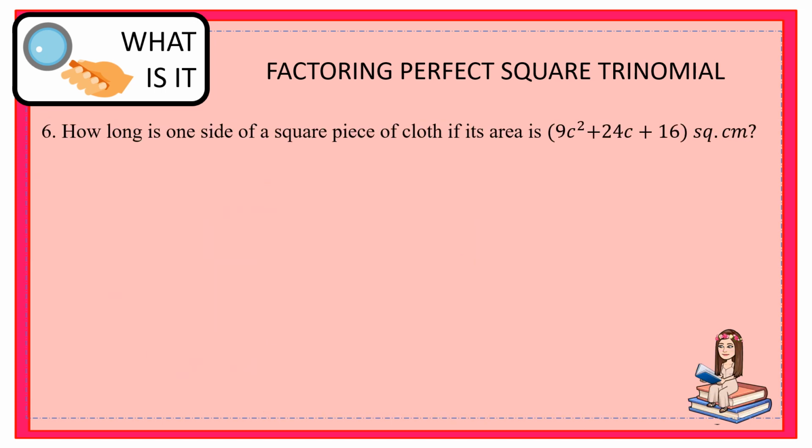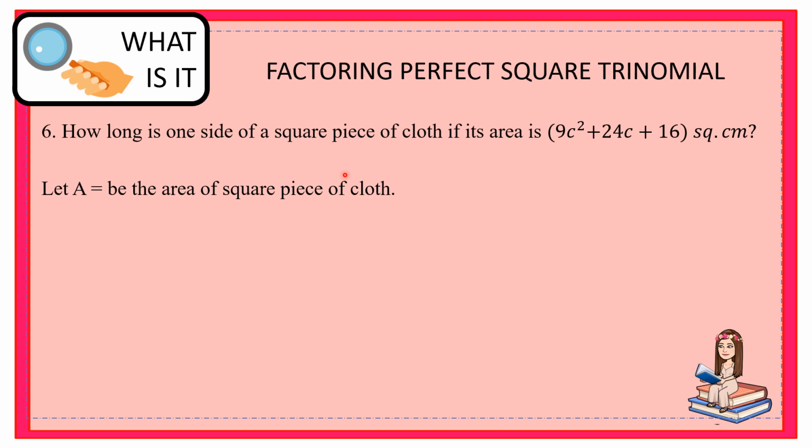Okay, so let's have an example, which is a word problem. How long is one side of a square piece of cloth if its area is this one? Ma'am, area lang binigay, walang length, walang width. Wala na, kasi siya naman daw ay square piece of cloth. So square is a kind of rectangle.